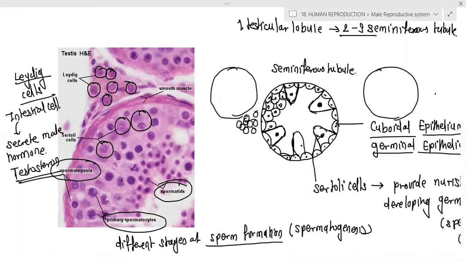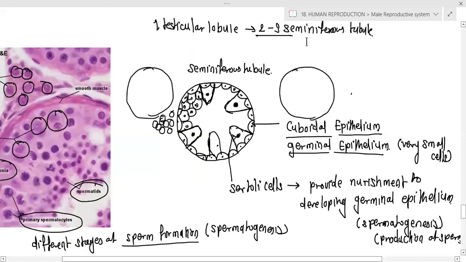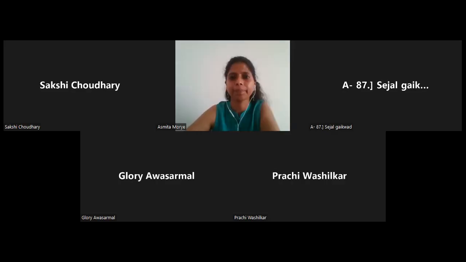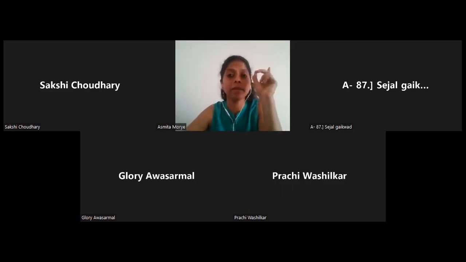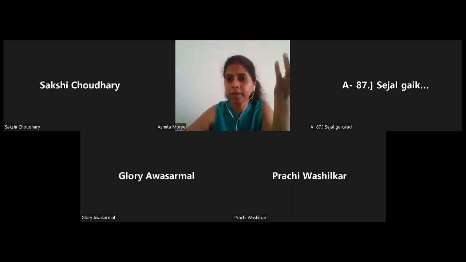Any doubt? This is a section of seminiferous tubule, right? Anything you don't understand in this? Production of sperm is done by the seminiferous tubule, and the second function is production of testosterone, which is done by Leydig cells, also called interstitial cells. Clear?